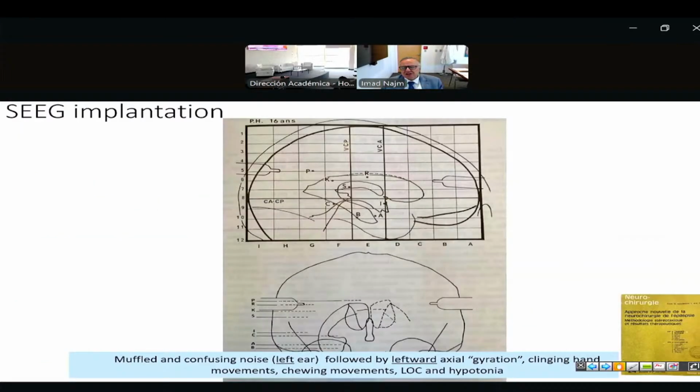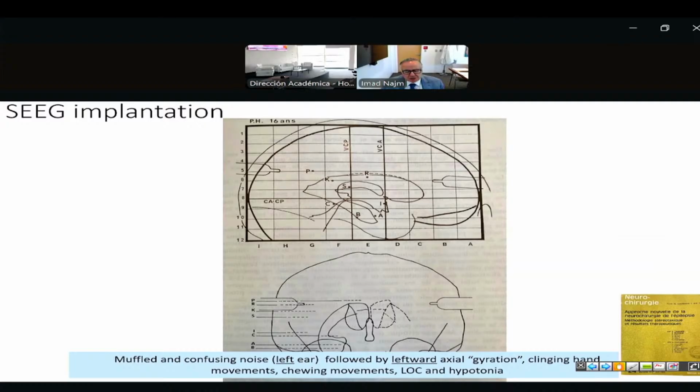This is basically a case that they showed to illustrate some of the points they wanted to illustrate. This is a 16-year-old young man who had seizures that consisted of what he described as muffled and confusing noise in his left ear, followed by leftward axial gyration and the clenching of the hand, and then chewing movements, loss of consciousness, and hypotonia.